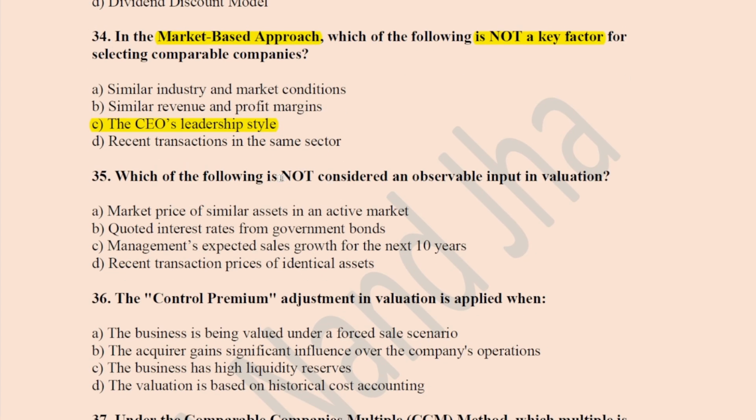Which of the following is not considered an observable input in valuations? Market price of similar assets in an active market, quoted interest rate from government bonds, management expected sales growth for the next 10 years, recent transaction price for identical assets. Which is not considered? So the answer is C.